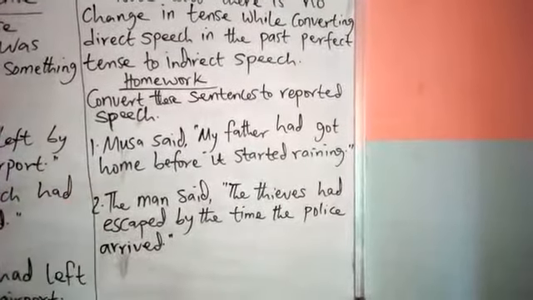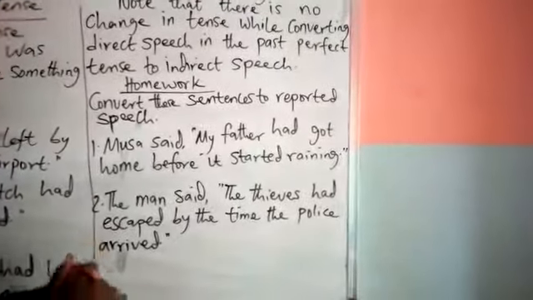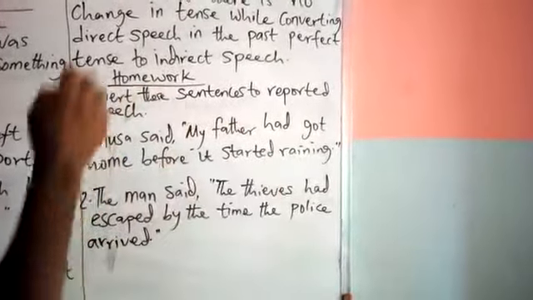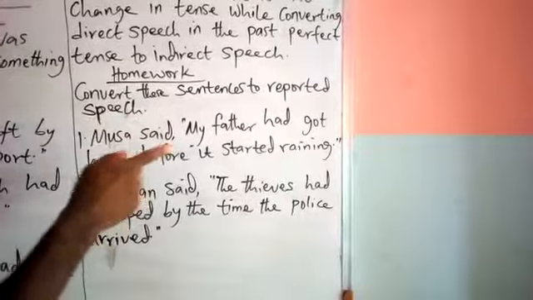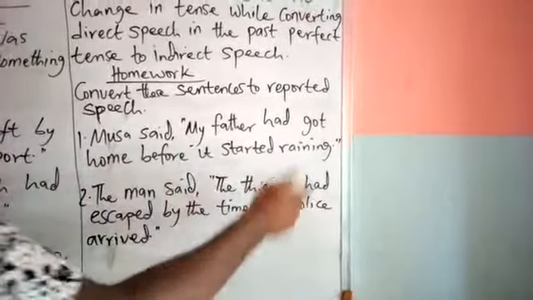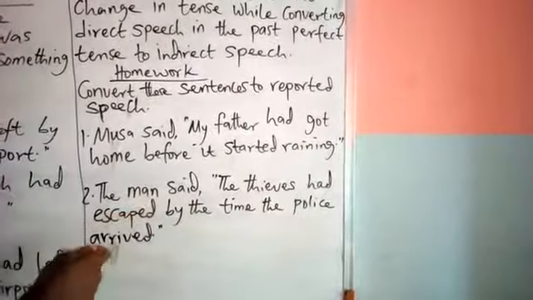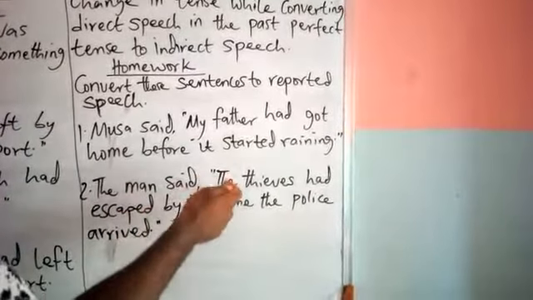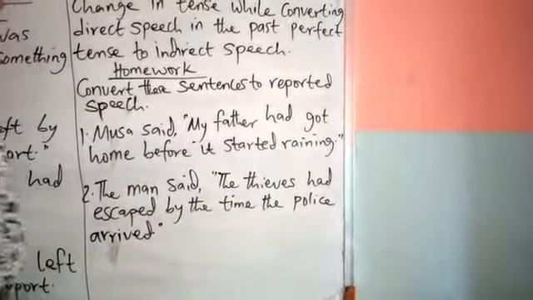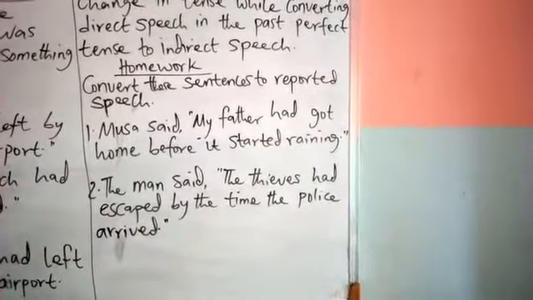Alright, your homework, you are going to convert these sentences to reported speech. Number one, Musa said, "My father had got home before it started raining." Number two, the man said, "The thieves had escaped by the time the police arrived." All right, this is your homework.